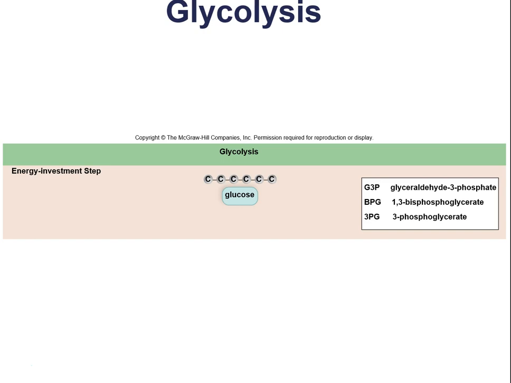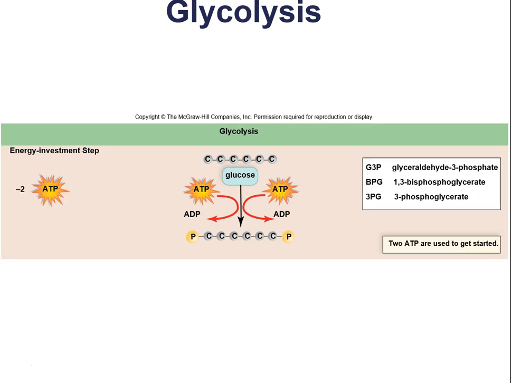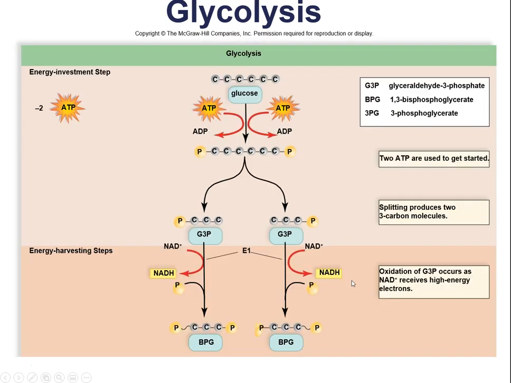If we look at this in a more illustrative form, this is the energy investment step. We have 2 ATPs going in here. Here's your glucose molecule, and we can follow this along. That sort of gets the whole process started. That glucose molecule is then broken down into G3P.